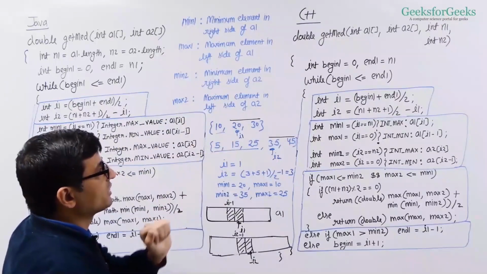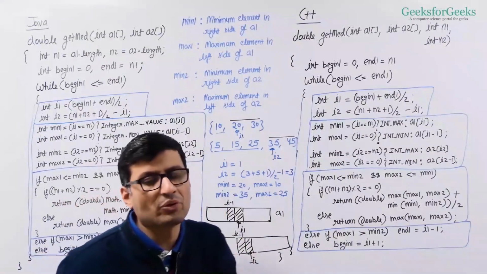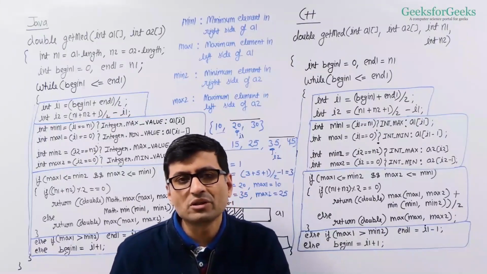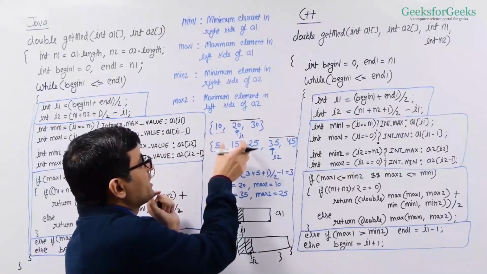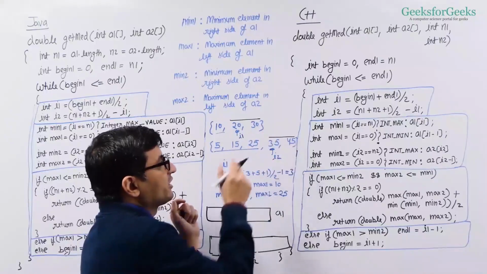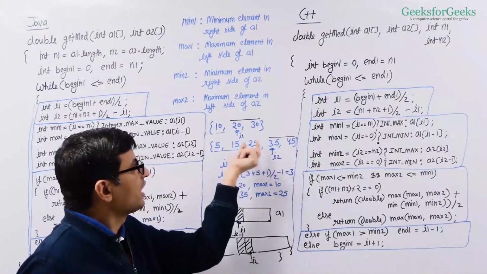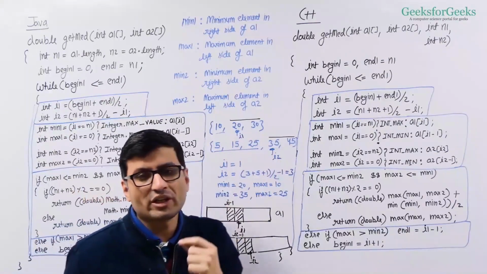So that's what our I1 is. Now using I1, we compute I2. And what was the idea for computing I2? We should have exactly half elements in this side and exactly half elements in the other side. So that's how we computed I2. I1 and I2 are the beginning indexes of the right side.